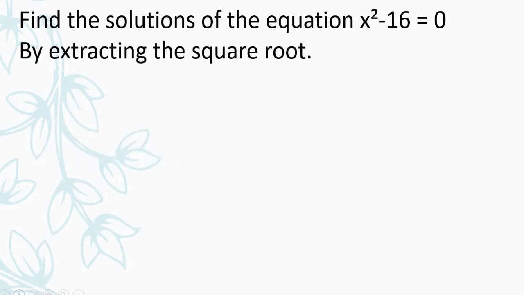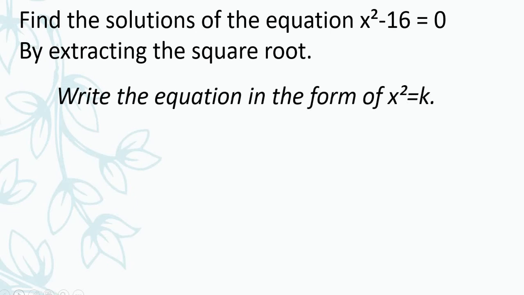Find the solutions of the equation x squared minus 16 is equal to 0 by extracting the square root. First, we need to write the equation in the form of x squared is equal to k. So we have here x squared minus 16 is equal to 0. Now, if you notice, the sign of 16 is negative. So what method are we going to use?